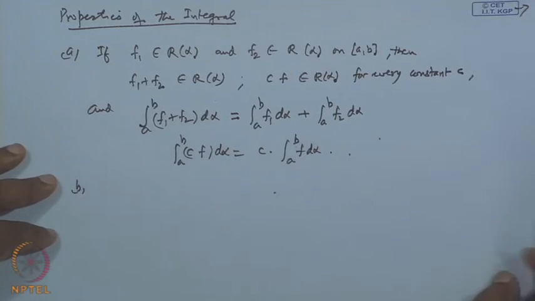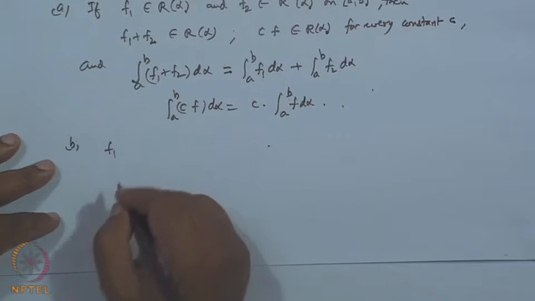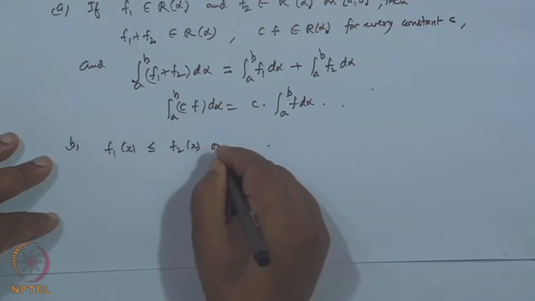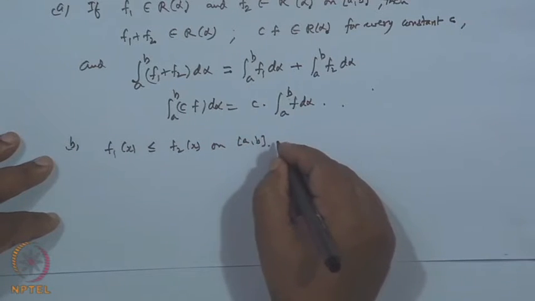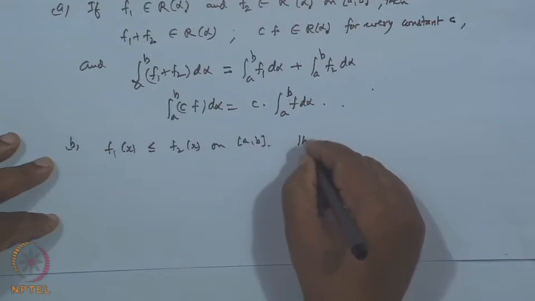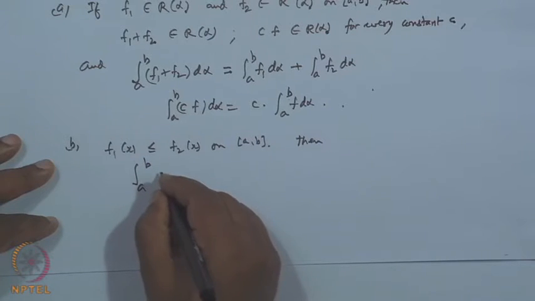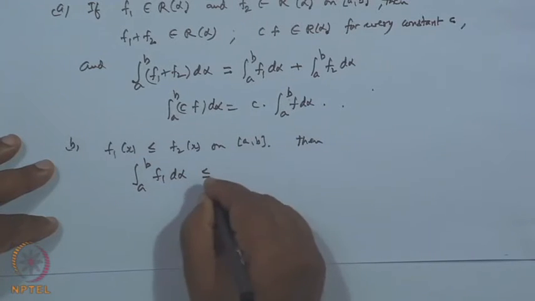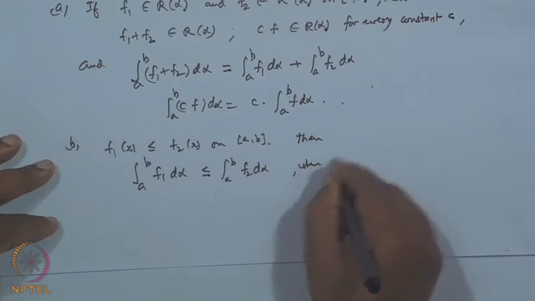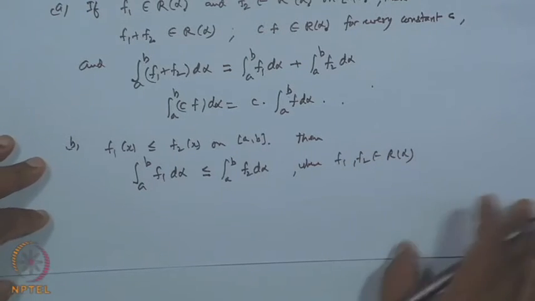Second result says, suppose f1 and f2 are two functions such that f1(x) is less than or equal to f2(x) on the closed interval a b, and they are also Riemann-Stieltjes integrable, then the integral from a to b of f1 d alpha is less than or equal to the integral from a to b of f2 d alpha. Of course, where f1 and f2 both are in R alpha. Okay.